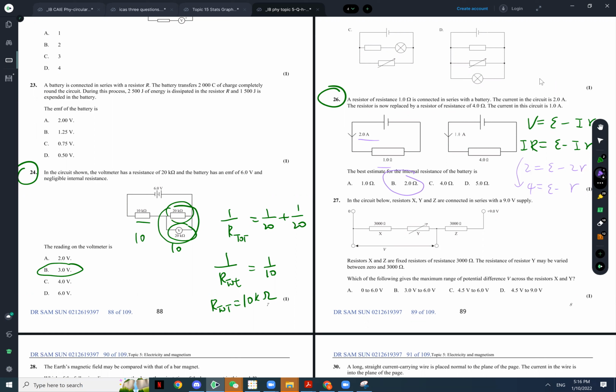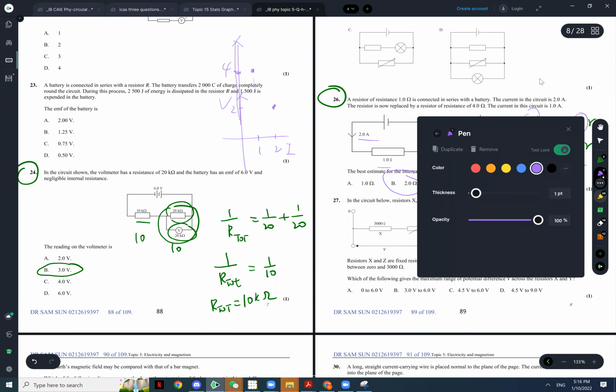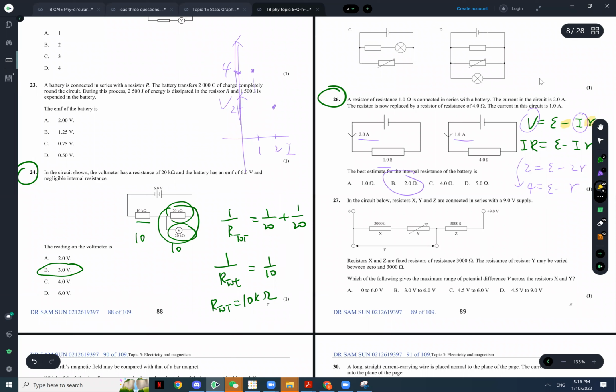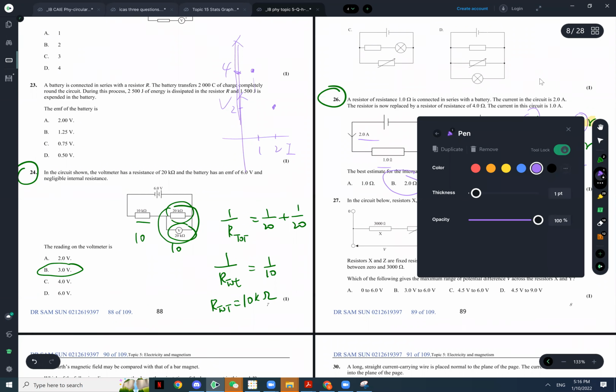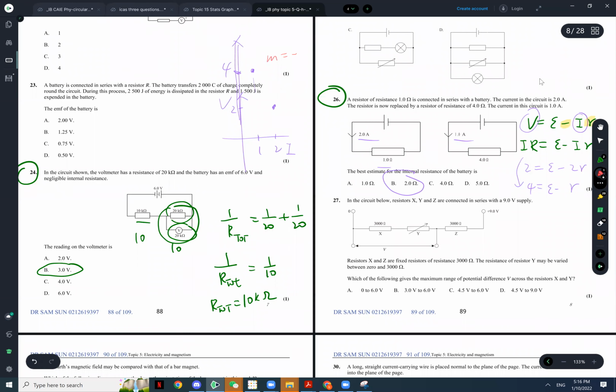Okay, we have another way. You can sketch it. You can sketch I and V. I 2, V just 2. I 1, V just 4. Here. And the gradient. Important idea. This gradient equals negative r. Gradient equals negative r. So the gradient, negative 2 over 1. So r just 2 ohm.